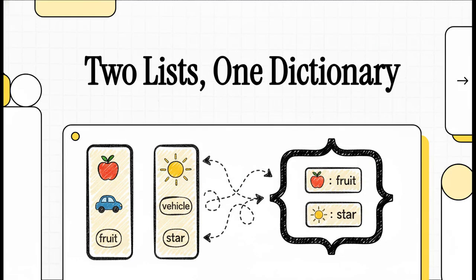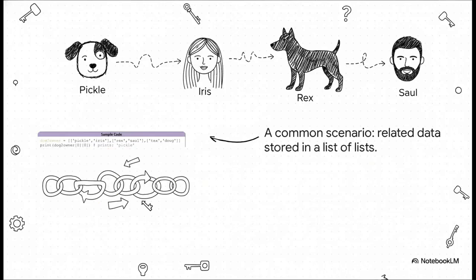Hey there. So if you've ever wrangled data in Python, you've probably run into this exact situation. You've got related pieces of info, but they're stuck in separate lists. Today, we're going to take that clunky setup and turn it into something way more elegant and powerful. We're going to turn those two lists into one awesome dictionary. Let's dive in.